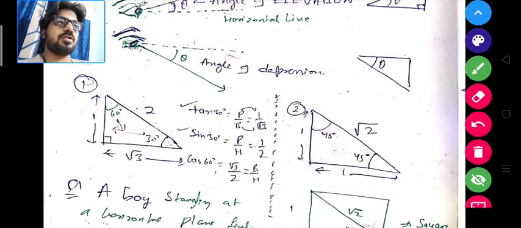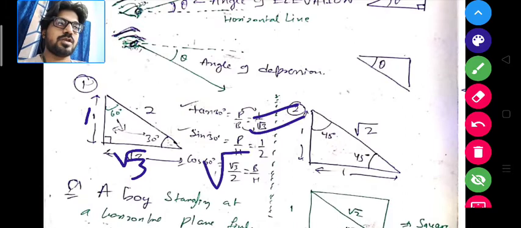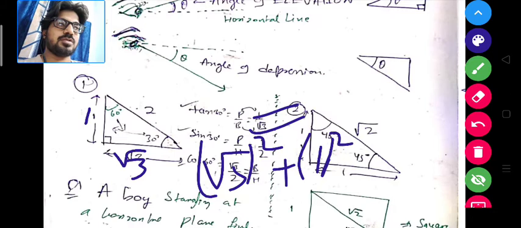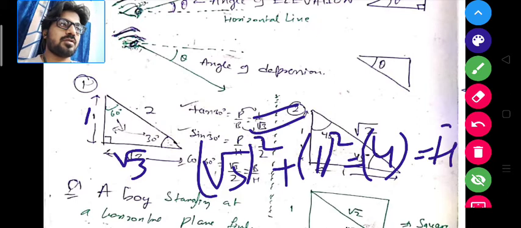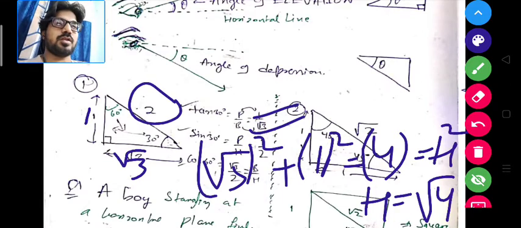this is perpendicular and this is base. So you put these values in a triangle, 1 and root 3. And you square them, so you will get root 3 square plus 1 square is equal to 4, which is equal to hypotenuse square. And to take off this square, you root it down, so you will get 2.